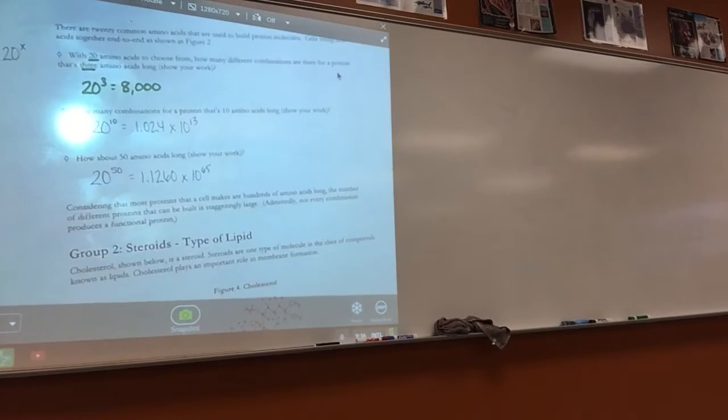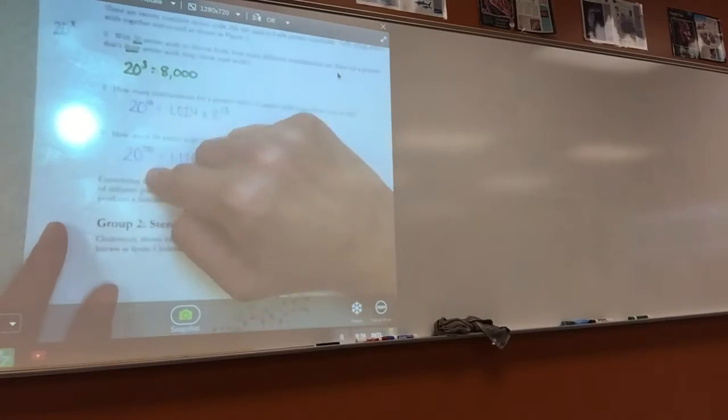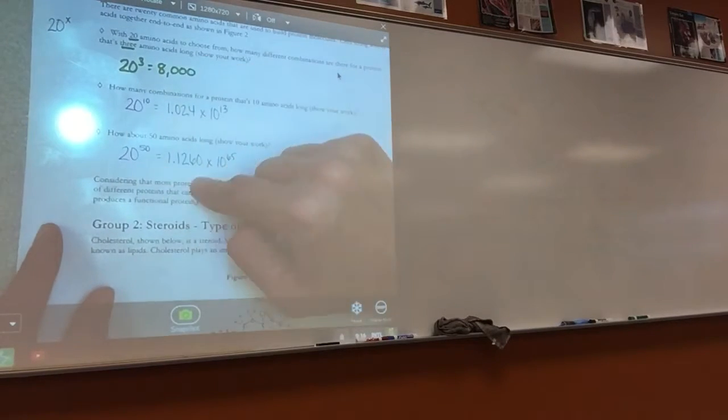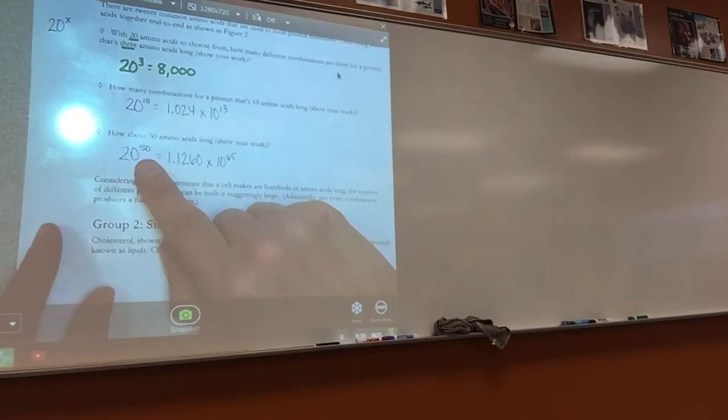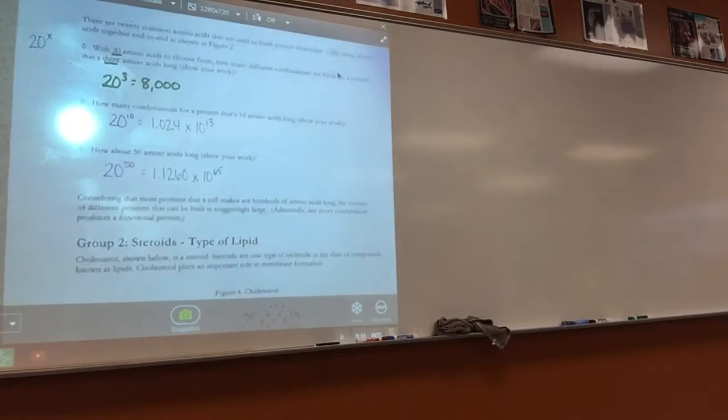All right, so that is proteins. The purpose of this, I won't ask you a question to calculate this, is just to show you that you can make thousands and thousands of different proteins from just 20 amino acids by changing the length of them and also the different combinations in terms of the order in which they occur.